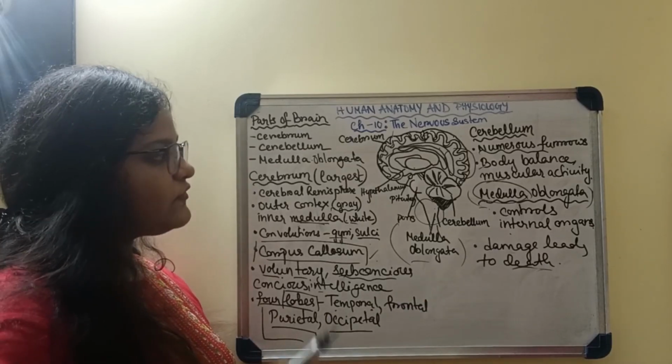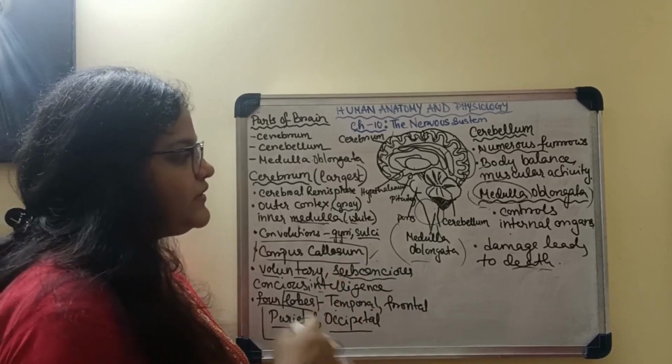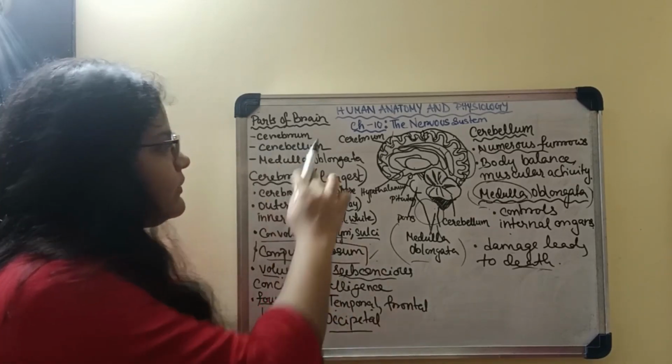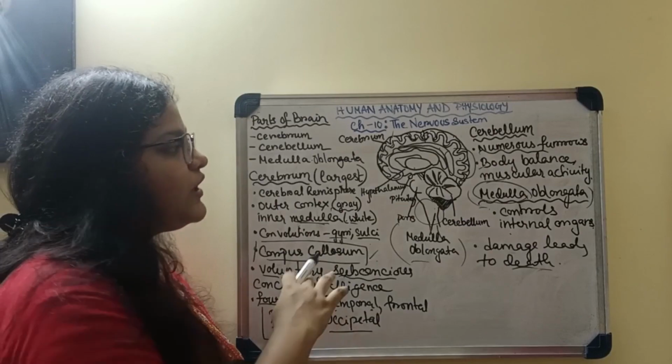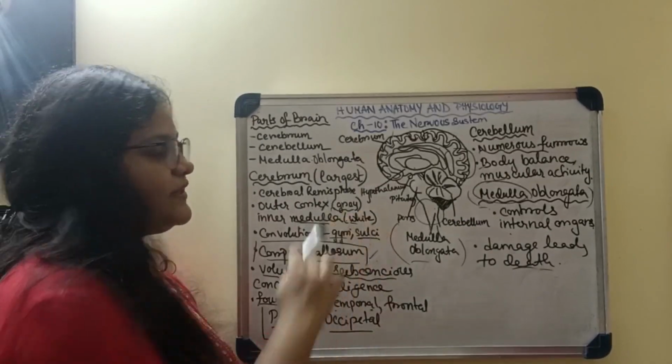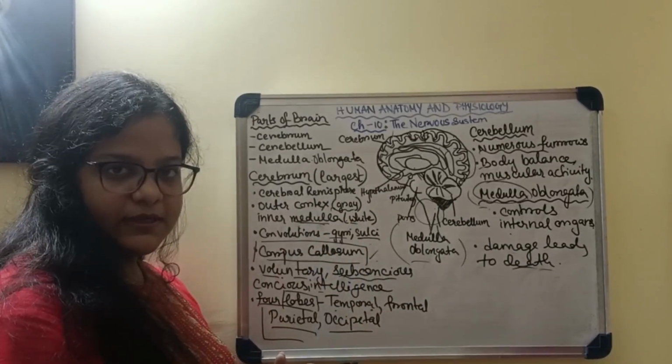ठीक है. Now we will discuss about the different regions of the brain. यहाँ पे तो हम parts of the brain पढ़ चुके हैं ना, तो अब हम location wise region brain का region पढ़ेंगे. ठीक है.